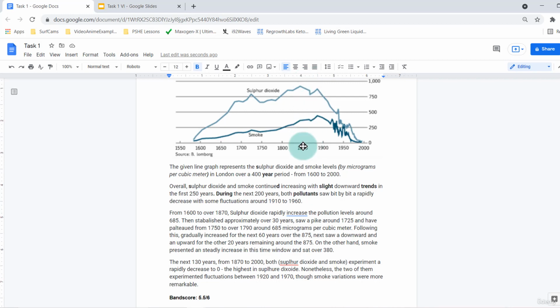I think he's probably reporting from around here. So what I would say is possibly to rewrite this and say from 1900 onwards, or we could even say from, let's call that 1880. From 1880, let's say that, from 1880 onwards, comma, both pollutants saw a rapid decrease. So we need to make a change here.